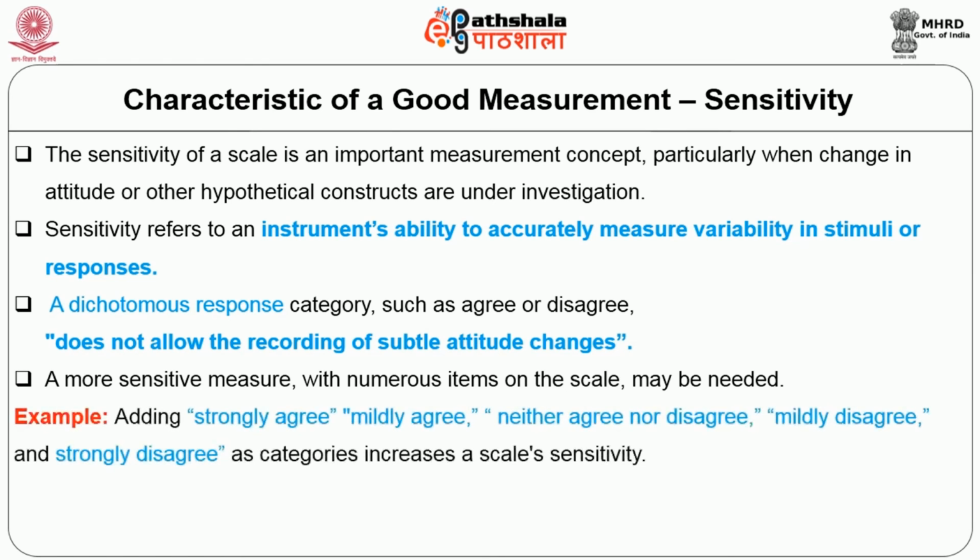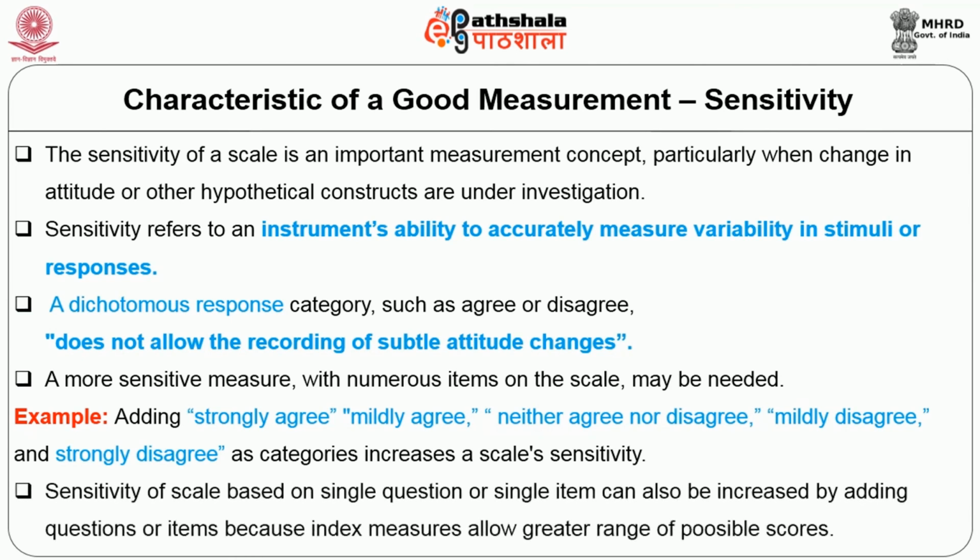For example, adding strongly agree, mildly agree, neither agree nor disagree, mildly disagree, and strongly disagree as categories increases a scale's sensitivity. The sensitivity of a scale based on a single question or single item can also be increased by adding additional questions or items. In other words, because index measures allow for greater range of possible scores, they are more sensitive than single items.